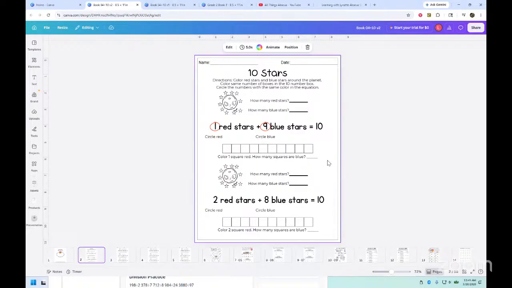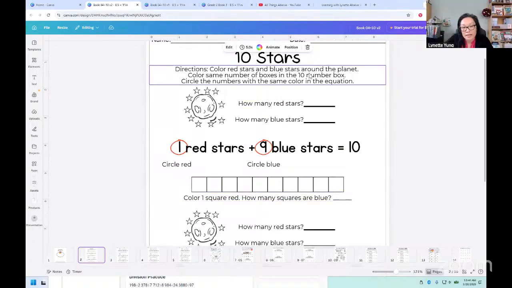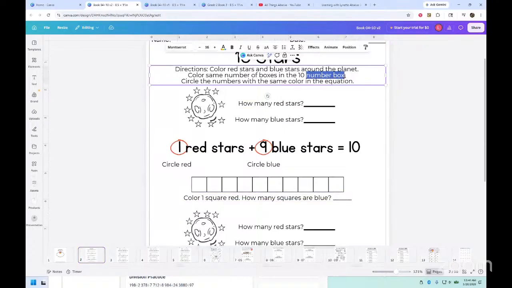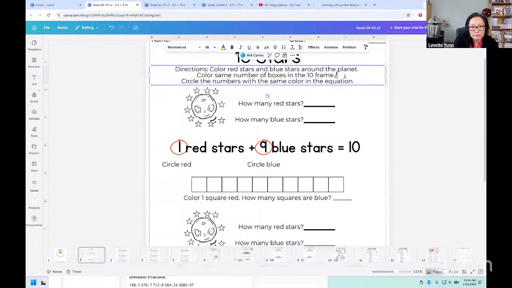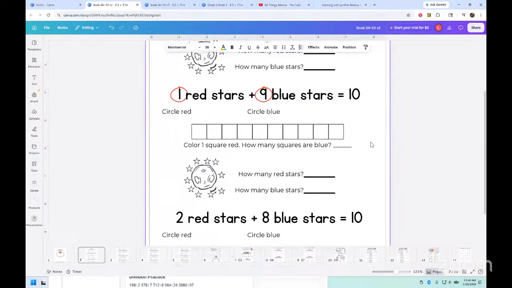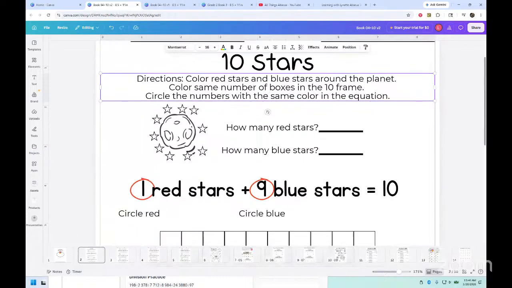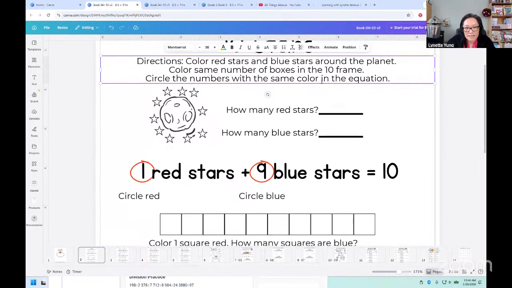Okay, directions. Color red stars and blue stars around the planet. Color the same number of boxes in the 10 number box. That's the 10 frame right here. I guess I should say the 10 frame. Yes, the 10 frame. Color the same number of boxes in the 10 frame. Yes, that sounds better. Okay. Circle the numbers with the same color.